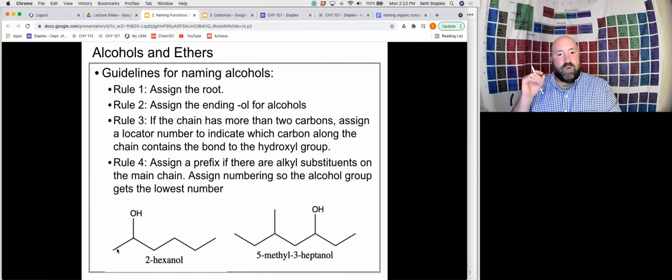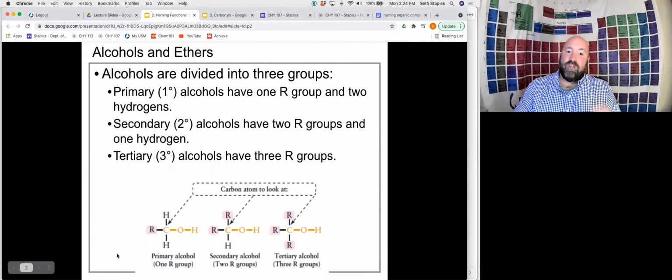You also want to always assign, and then we assign a prefix, just like we've done before. We assign a prefix if there are other alkyl substituents on the main chain. And here we will always assign numbering, so the alcohol group will get the lowest number.